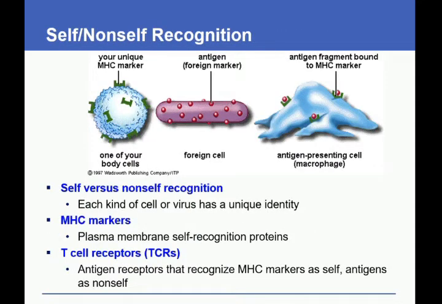Each kind of cell or virus has its own unique identity. MHC markers, on the plasma membrane of your own cells, are self-recognition proteins. TCR, or T cell receptors, are antigen receptors that recognize MHC markers as self and antigens as non-self. So the T cell receptors are receptors on the T cells. They will be the ones recognizing whether something is non-self or self. Self must have an MHC marker.